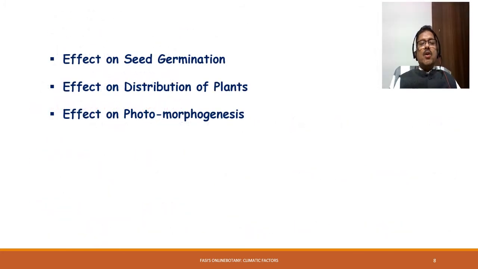Now, the effect on seed germination. The germination of seeds is largely influenced by light. In most of the plants, red light induces seed germination, and in some plants, blue light promotes the process. In some cases, far red light is seen to inhibit seed germination.